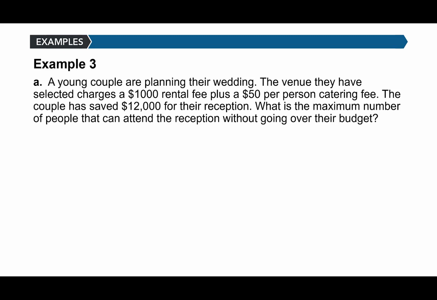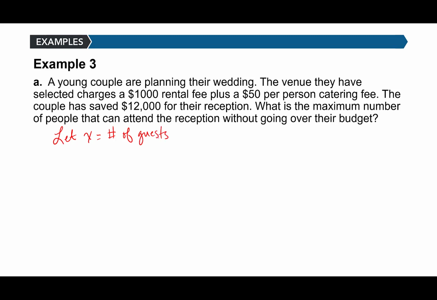So the first one is a young couple are planning their wedding. The venue they have selected charges a $1,000 rental fee plus a $50 per person catering fee. The couple has saved $12,000 for their reception, plus the maximum number of people that can attend the reception without going over their budget. So we need to think about what is the unknown in this problem. The unknown is the number of people that can attend the reception. So we will assign that unknown a variable. So we will say let x equal the number of guests.